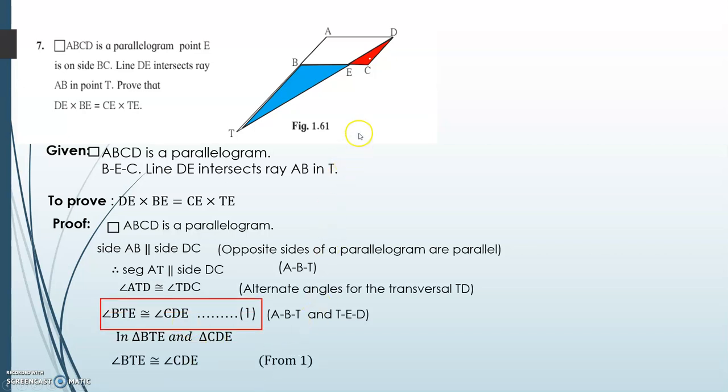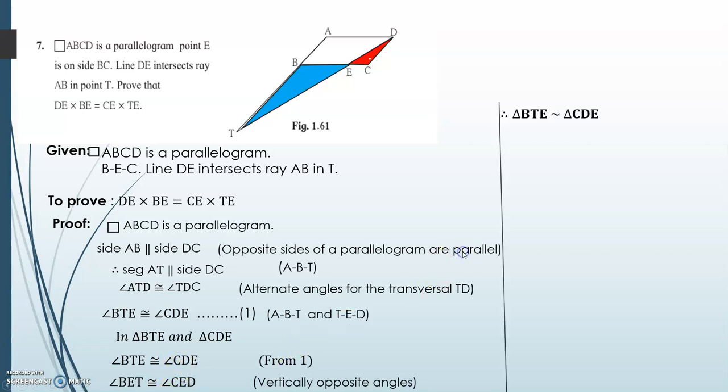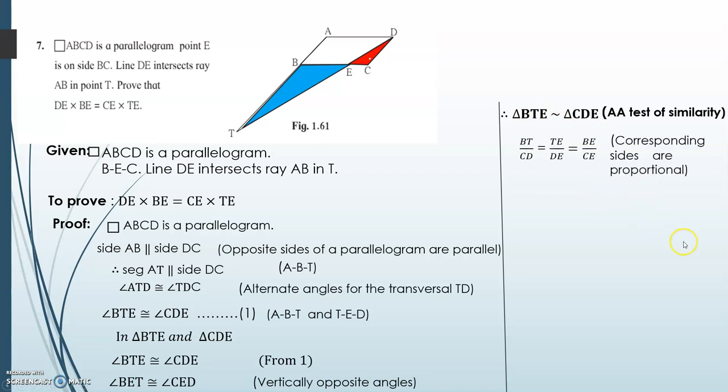Now, here if you look at the two triangles, you can also see angle BET congruent to angle CED, the vertically opposite angles. The reason is vertically opposite. Therefore, the two triangles are similar by AA test of similarity. When the two triangles are similar, we can write the corresponding sides, that is BT upon CD is equal to ET upon ED is equal to BE upon CE. Then the reason will be corresponding sides are proportional.